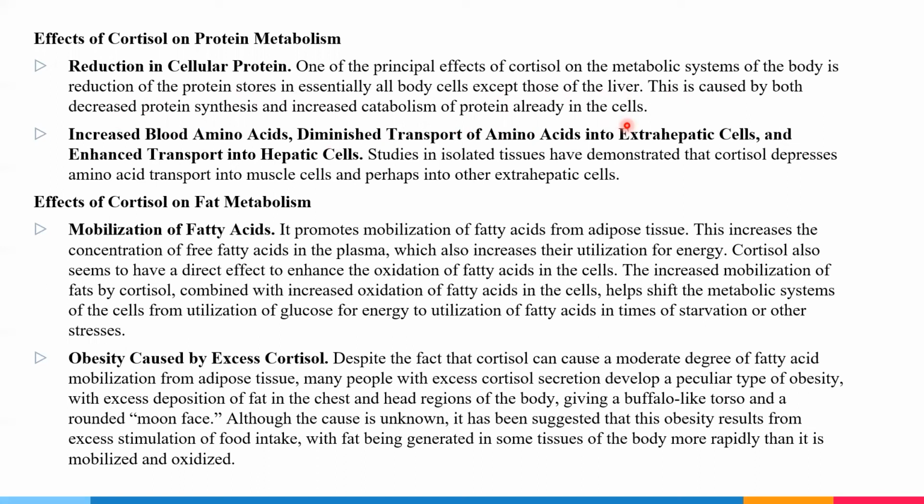Next is the increased blood amino acids, diminished transport of amino acids into extrahepatic cells, and enhanced transport into hepatic cells. Studies in isolated tissues have demonstrated that cortisol decreases amino acid transport into muscle cells and perhaps also into other extrahepatic cells.